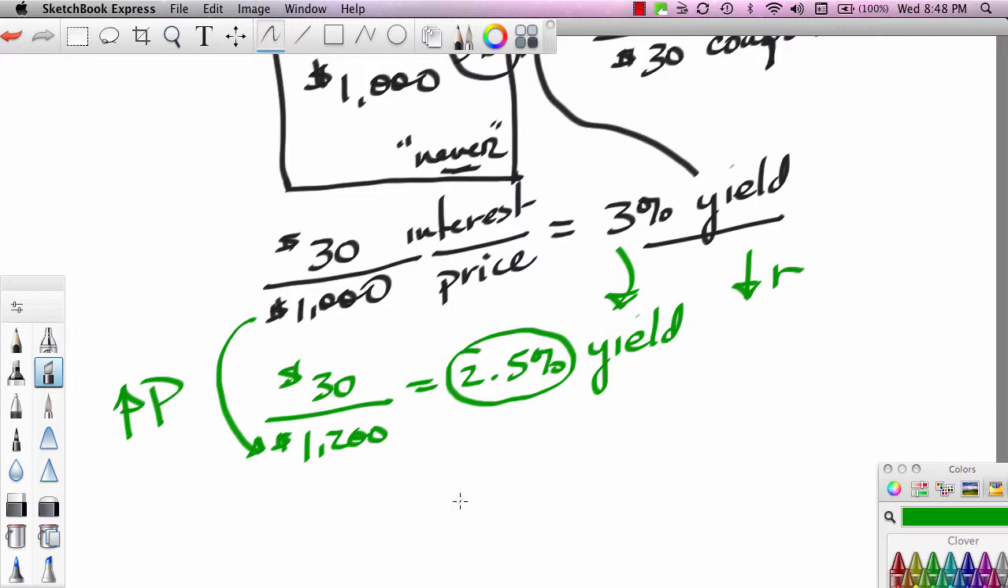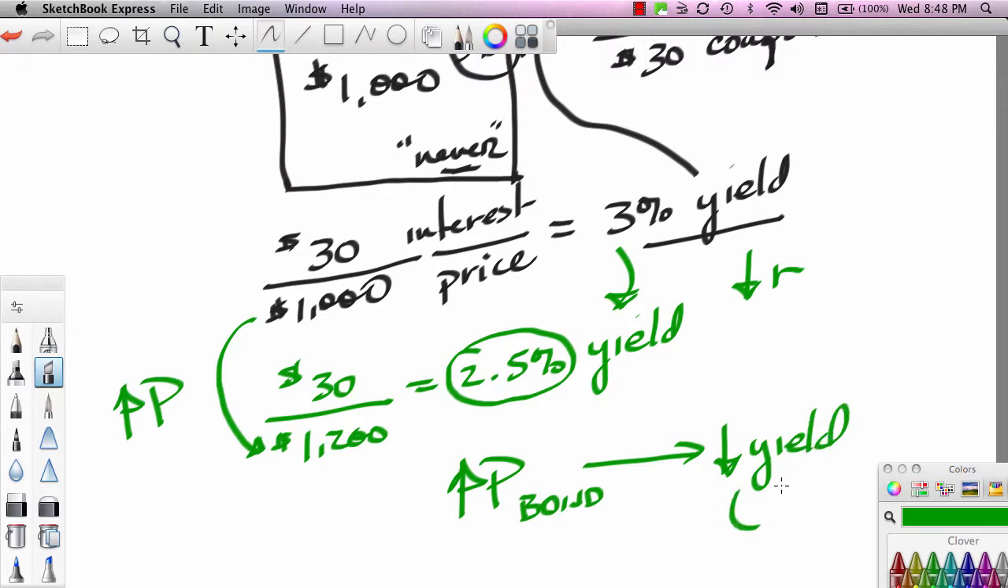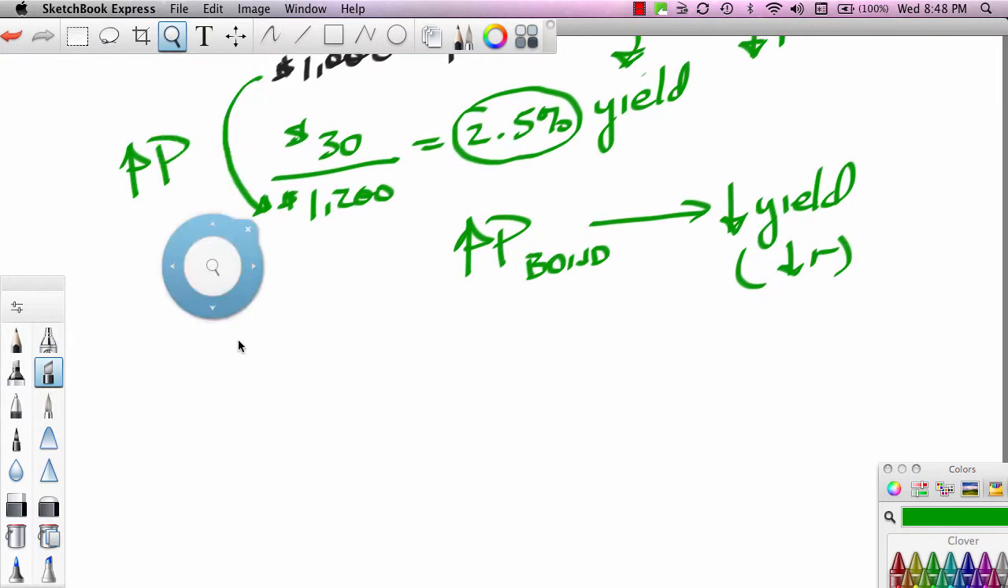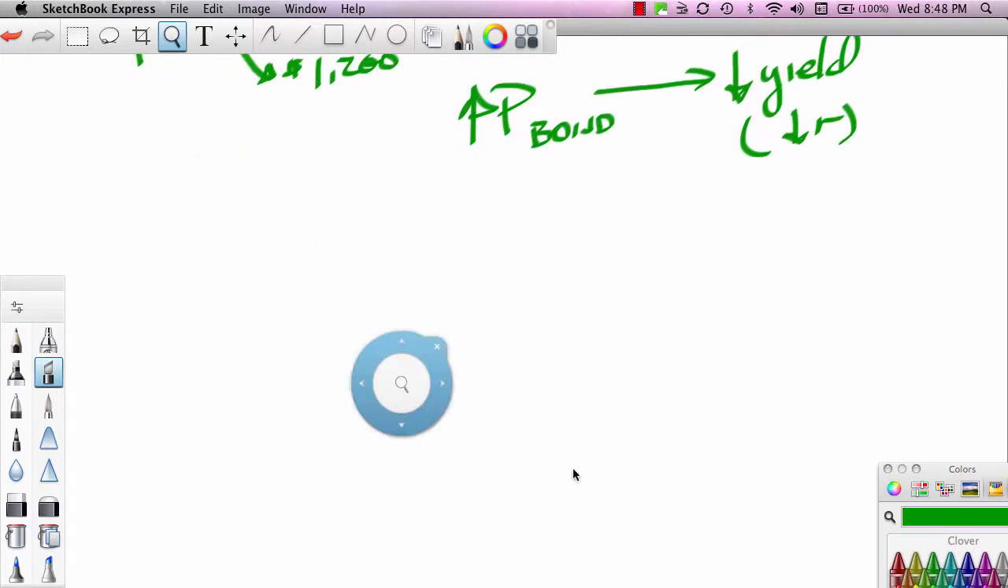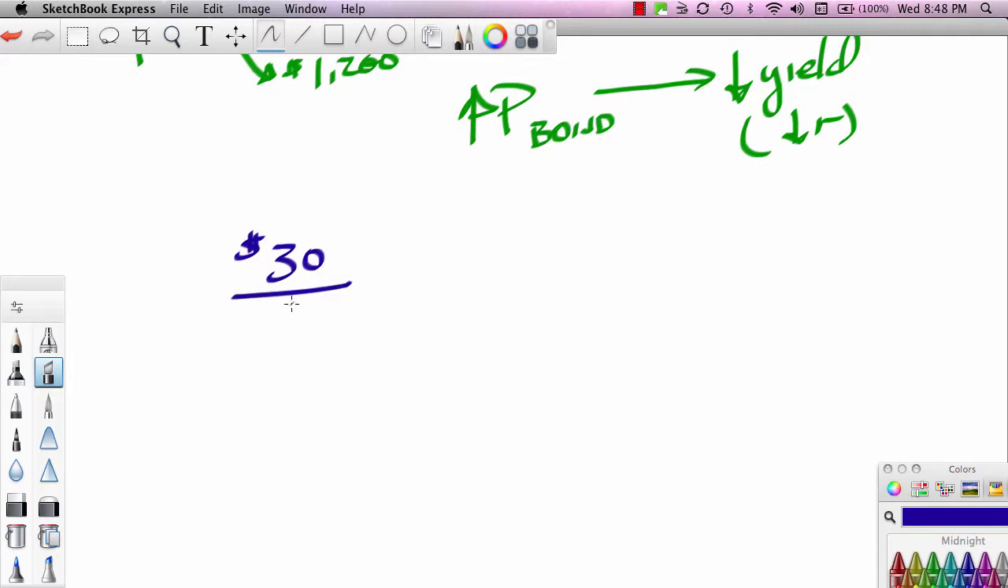Now what we need to pick up is the idea that an increase in the price of a bond leads to a decrease in the yield on that bond. Okay, that's the key idea here. We can flip this, and I'll just do the flip side of it really quickly for you so you can see this. Let me go to a different color here. So let's say now, again, the bond pays $30. The coupon is fixed. It's by contract 3% on a face value of 1,000.